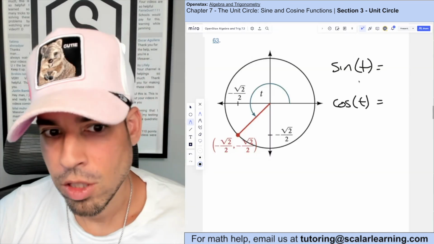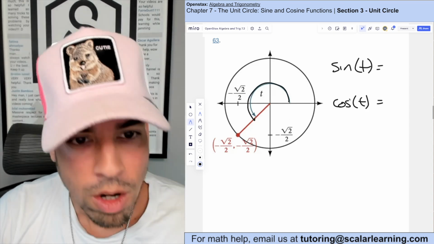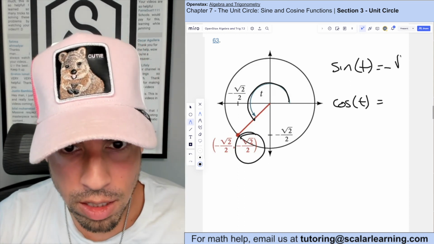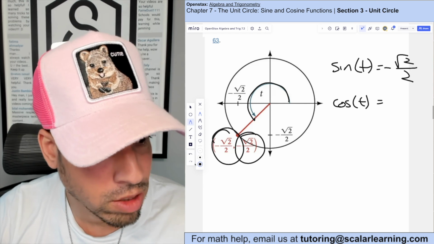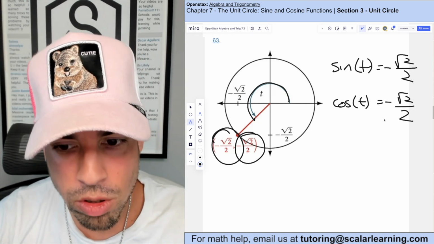Done. So for this one, we're taking sine of this angle t. And since it's a unit circle, we're really finding the corresponding y value of that coordinate, which is negative rad 2 over 2. And for cosine, we're taking the corresponding x value, which is also negative rad 2 over 2 for this angle. So that's how you do it.